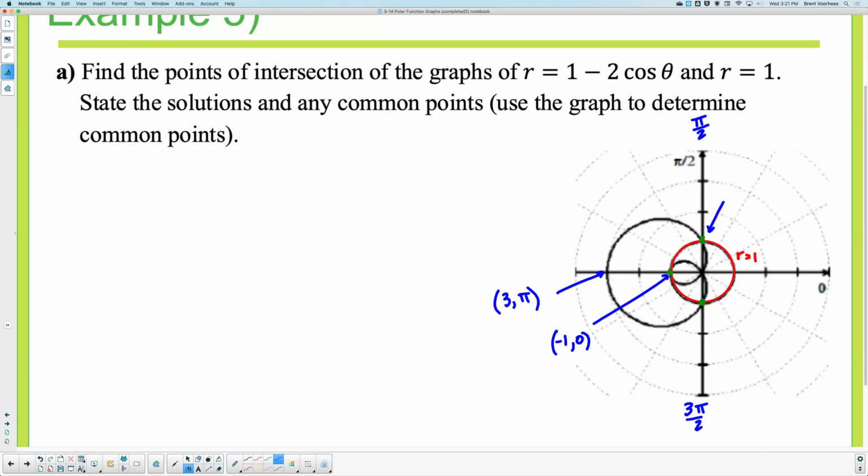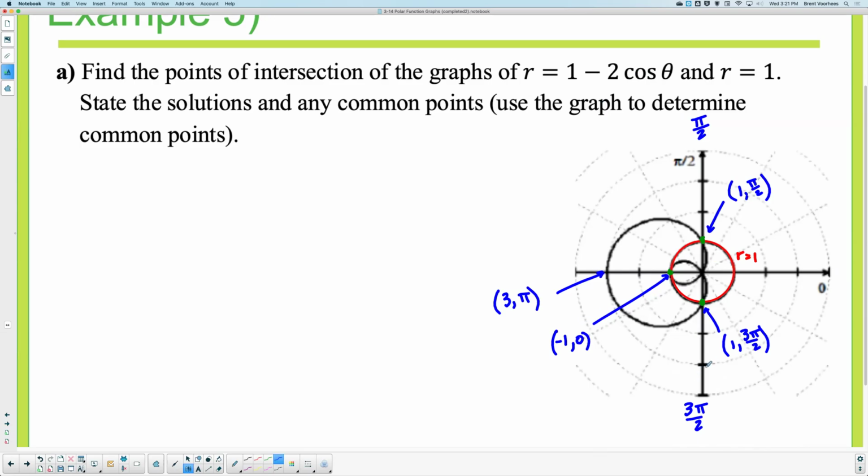This point right here would be at pi over 2. So that has an r value of 1 when we are at pi over 2. And then this point here, yeah, okay, just making sure in my head, that is when we're at 3 pi over 2. Yes, because that would produce zeros for the cosine, and so 0 times -2 is 0, and that would be 1. Yeah, that's right. So those are the locations.